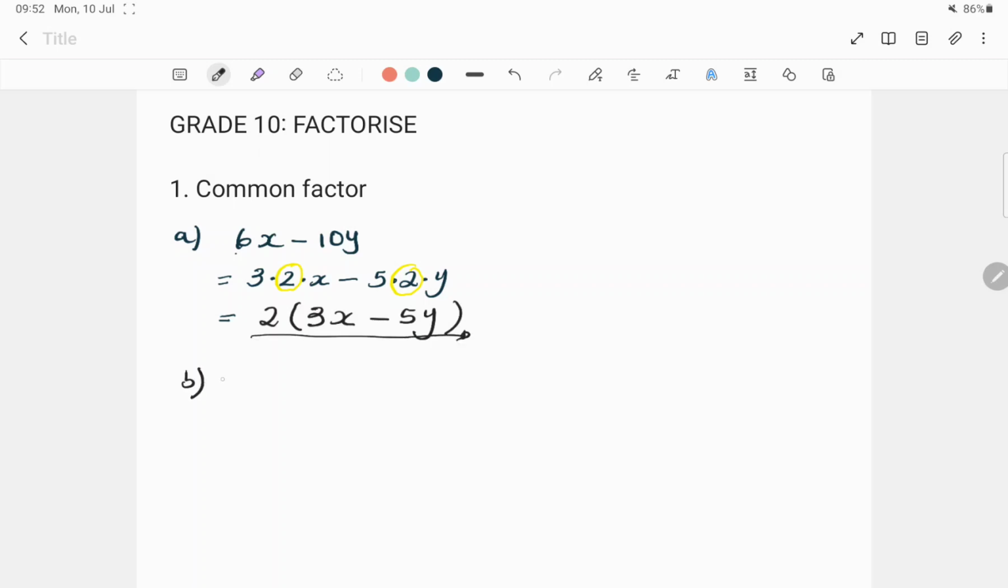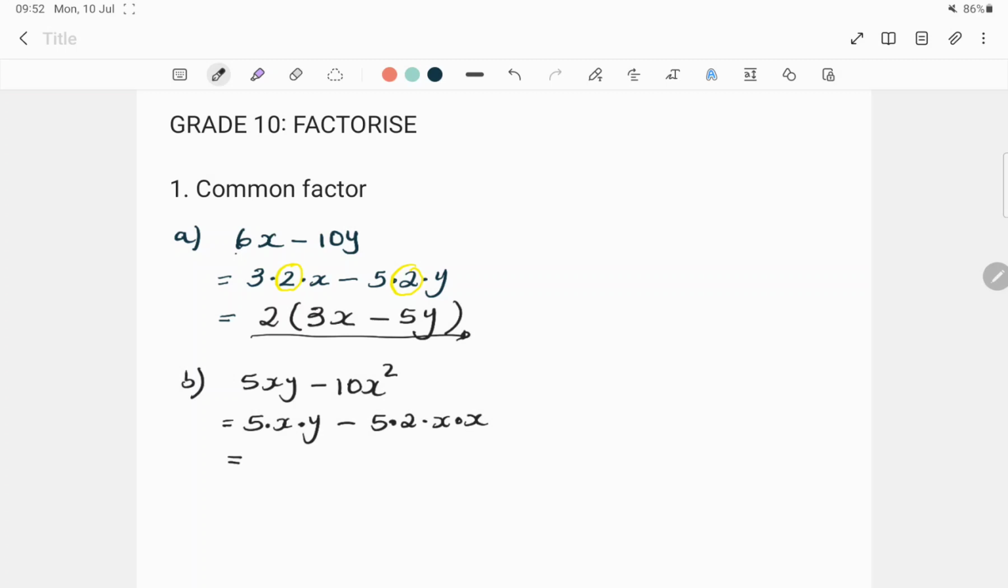Let us look at the second one, which is 5xy minus 10x squared. Remember to break everything down. So you cannot break 5 because it's a prime number. You only break composite numbers. So I'll be having 5 times x times y minus 5 times 2 times x times x. Remember x squared, you have to be x times x.